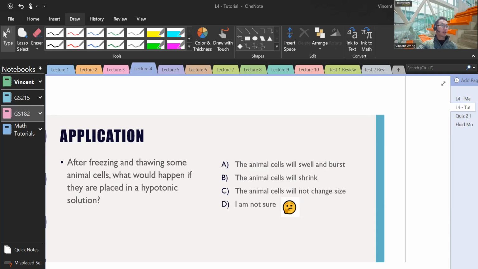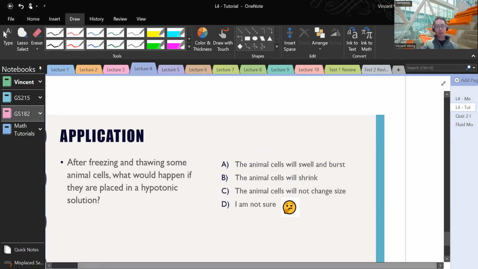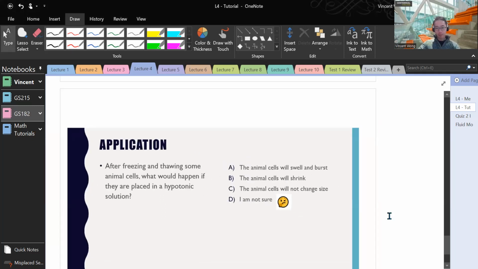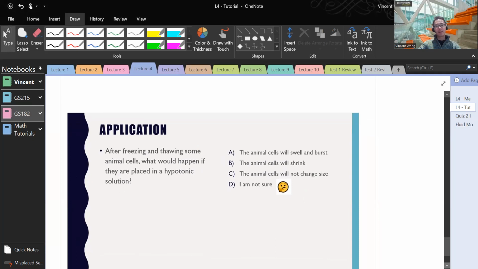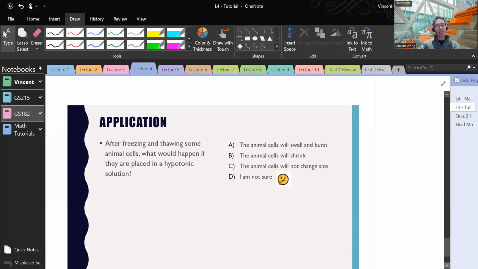Okay, thank you for answering the question. This is a trick question. It's meant to trick people, I guess. But hopefully after I explain it, you will understand what the correct answer is supposed to be, and you will get it right next time you see this.